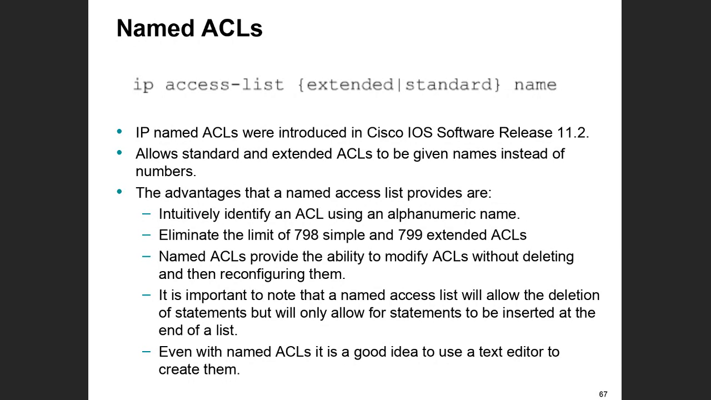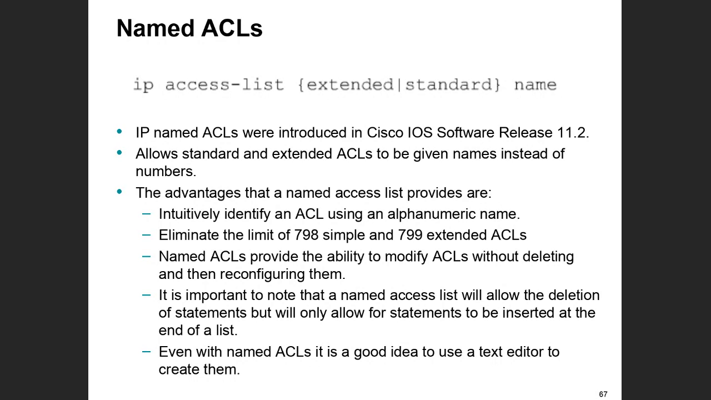If I'm writing a programming language and I make up a variable name, I can make it something that makes sense, like employee payroll file. So named access control lists are an alternative to using numbers. And since Cisco IOS software 11.2, well, that came out about 15 years ago, so it's in them all now.